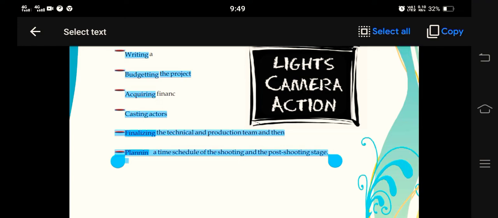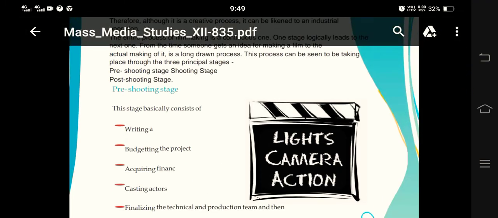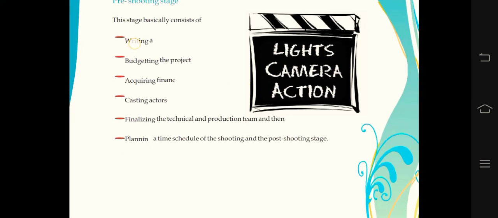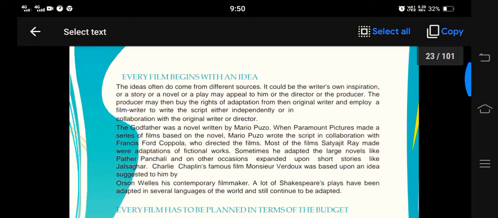So basically, writing a script is needed, budgeting is needed, and acquiring finance, which is the job of the producer. Casting actors is also one of the requirements of the pre-shooting stage. Then finalizing the technical and production team, and planning a time schedule of the shooting and preparing what is going to happen in the post-shooting stage as well. Now we are just focusing on writing a script. This subtopic is included under writing a script.